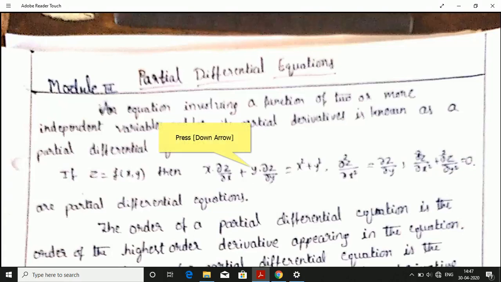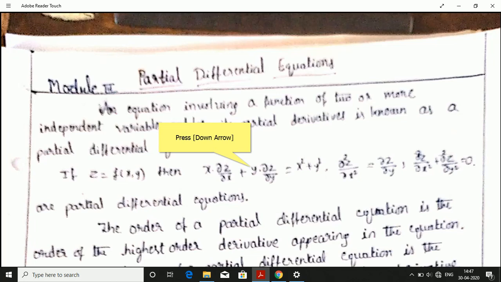Okay. In this video, I'll explain how to form the partial differential equation from the given relation or equation. In second PU, you studied how to form the ordinary differential equations from the given relation or equation.